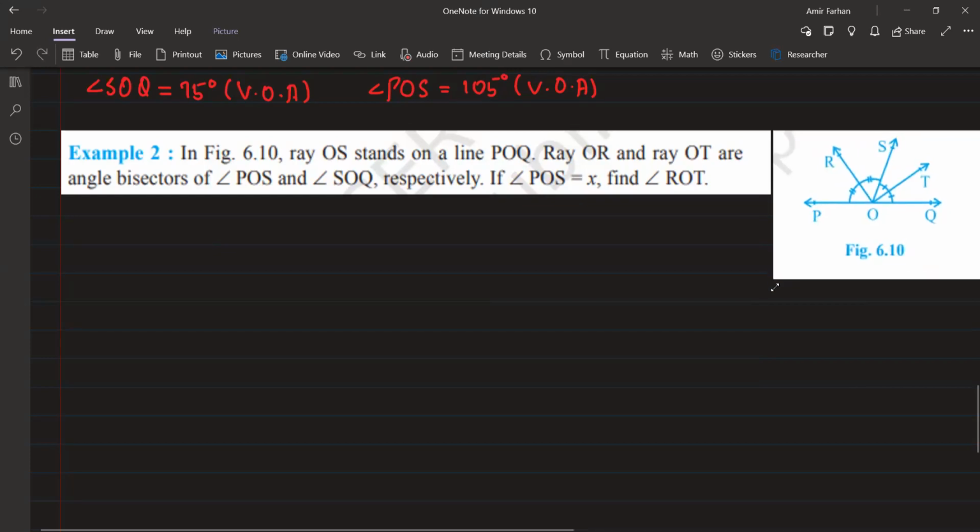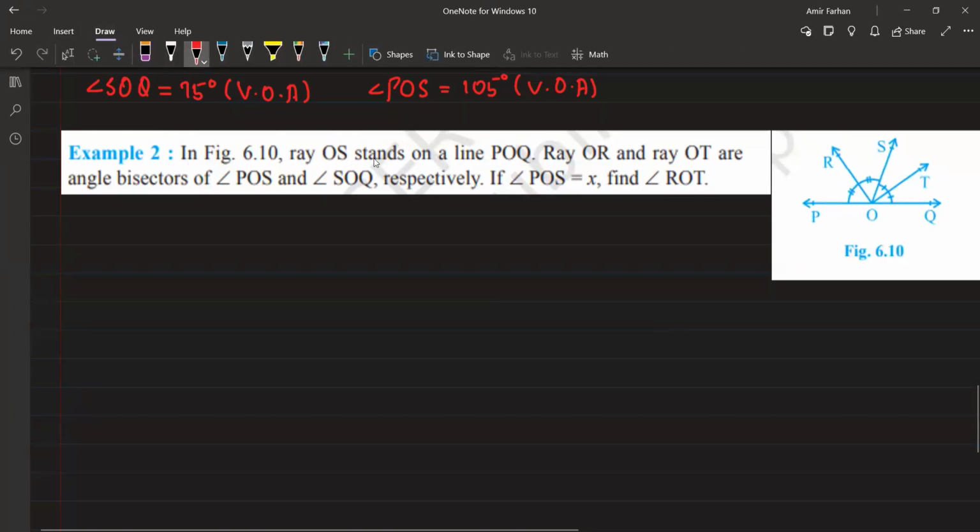Yeah. Okay. So this is the next question which we are doing. The question says that in figure 6.10, OS, this part, stands on a line POQ, this line. Ray OR and ray OT are the angle bisectors of angle POS and angle SOQ. So the first angle is POS, this angle, and it is equal to this.